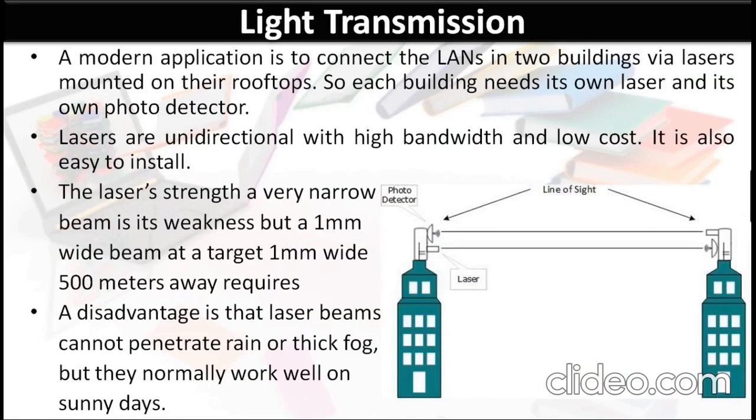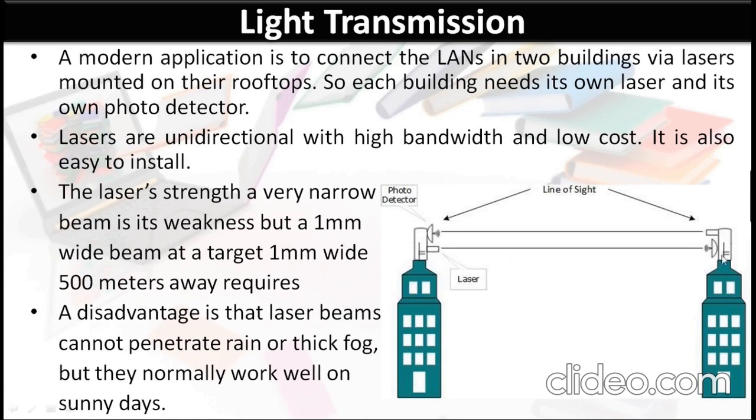Coming to the fourth one, that is the light transmission. In the modern application, light transmission is used to connect the two LANs of two buildings via lasers mounted on their rooftops, as you can see in the figure. Each building needs its own laser. So there is a laser in this building, and in this building also.